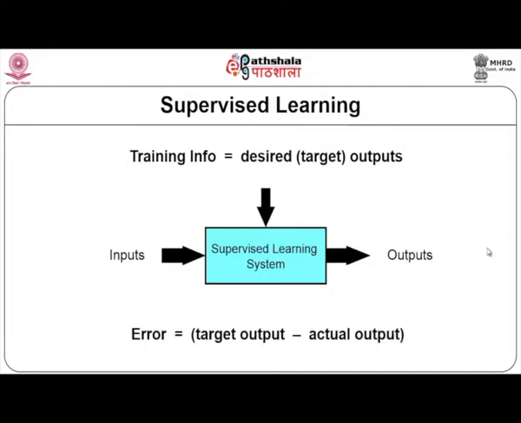Now, the error you measure is this: you have the desired target output, and you have the actual output you predicted, and the targeted one is what you would like to get. So, target output minus actual output is the error. What you do is use that error to change the model to minimize the error.